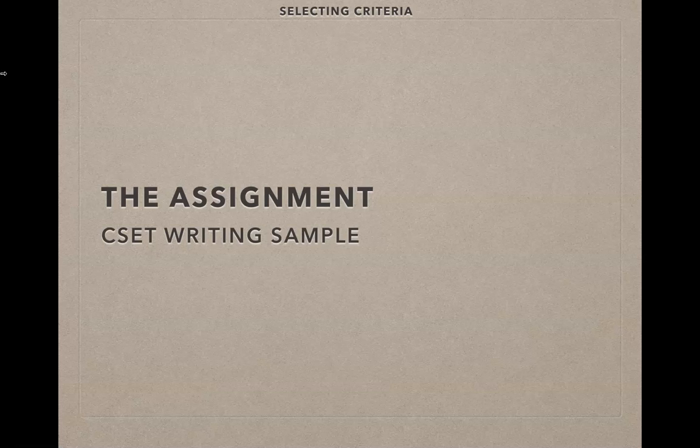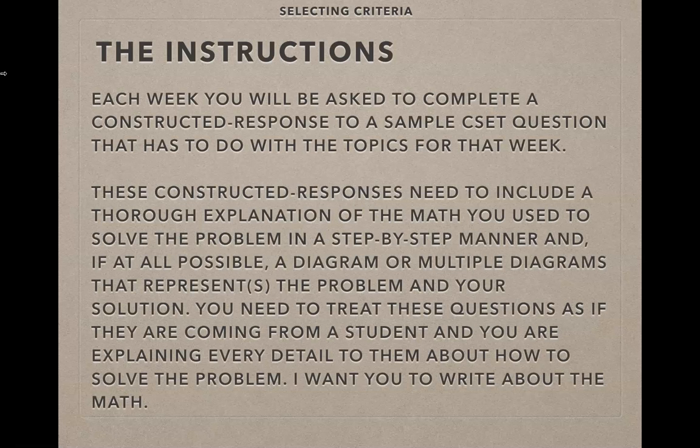I'm not providing you everything that I provided the students. I just want you to get the idea of what the assignment was. And then we're going to look at developing the rubric criteria for that. So here are the instructions. In the course, each week you'll be asked to complete a constructed response, it's called in the CSAT test, to a sample CSAT question that has to do with the topics for that particular week of the class, the topics that we covered that particular week.